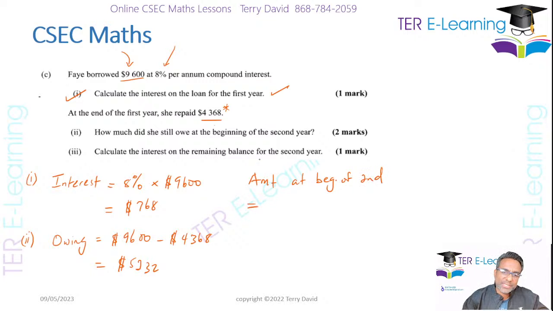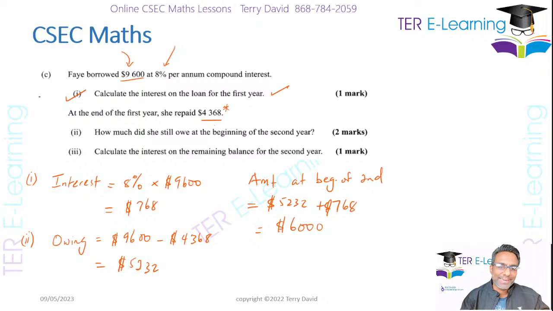we still have to add the interest to that. You have to add the interest. So this is the amount she has to pay, which is 5,232, plus the interest, which is 768. And the amount that she's going to have to pay is going to be 6,000. So with these questions, you have to analyze them properly before you can answer. So that's the amount that she has to pay at the beginning of the second year.